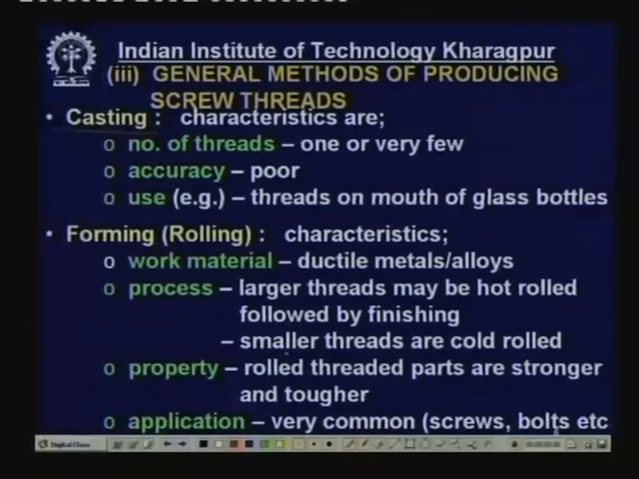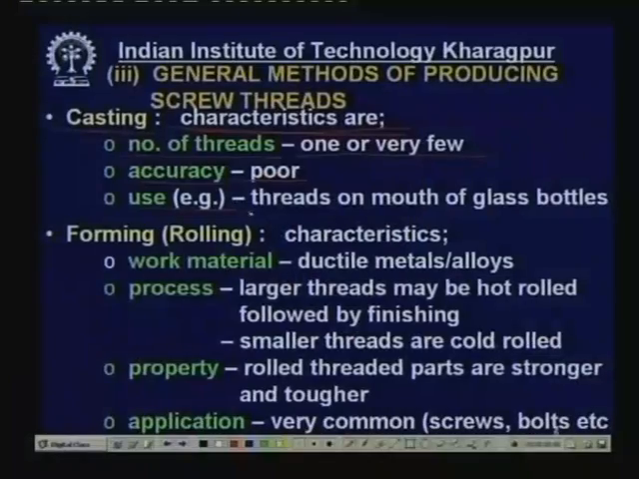All right, what are the characteristics? It is made by casting, and it is rare. The number of threads may be only 1 or maybe maximum 2, very few threads. Accuracy, no question, very poor, because it is a casting process. It is used for threads on the mouth of glass bottles. You can see there are beverage glass bottles for cold drinks and so on, which have thread at the top, and the cap, plastic or metallic, which has internal threads, is tightened on these glass bottles. On the glass bottles, the threads are produced by casting.